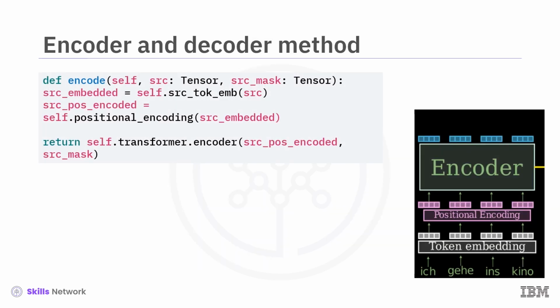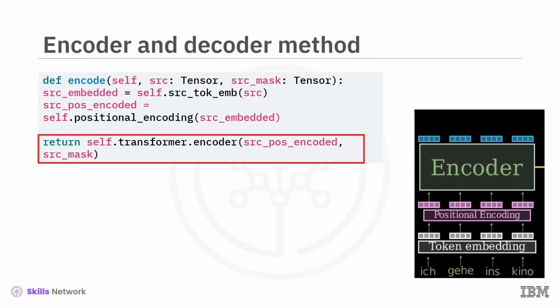Now, let's define the encoder method. It's important to note that this method is created for learning purposes only. In practice, the transformer layer itself handles both encoding and decoding processes. Within the encoder method, the source sequence undergoes token embedding and positional encoding. Subsequently, the sequence is processed by the actual encoder, resulting in an encoded vector, often referred to as the memory.